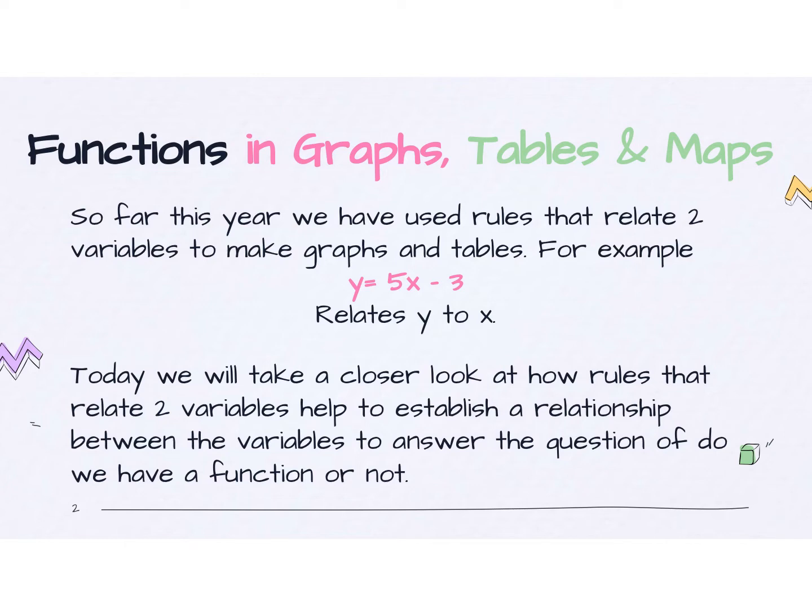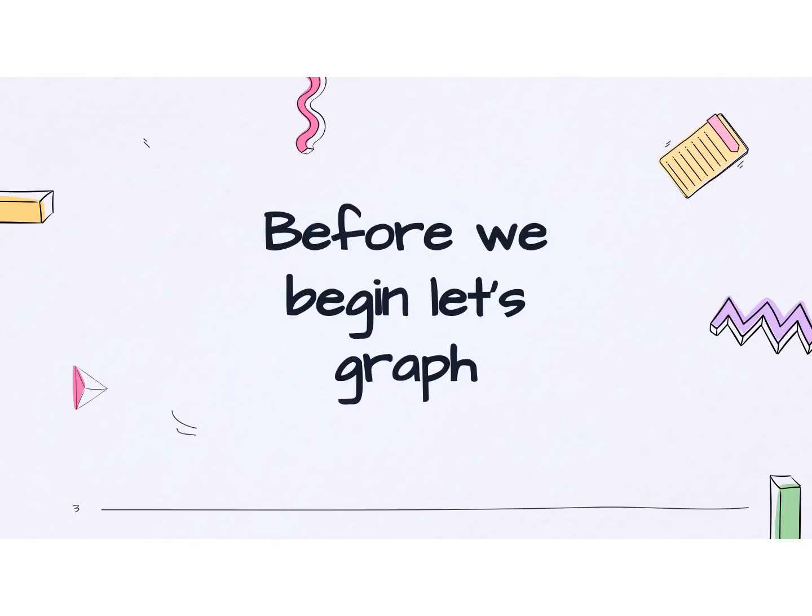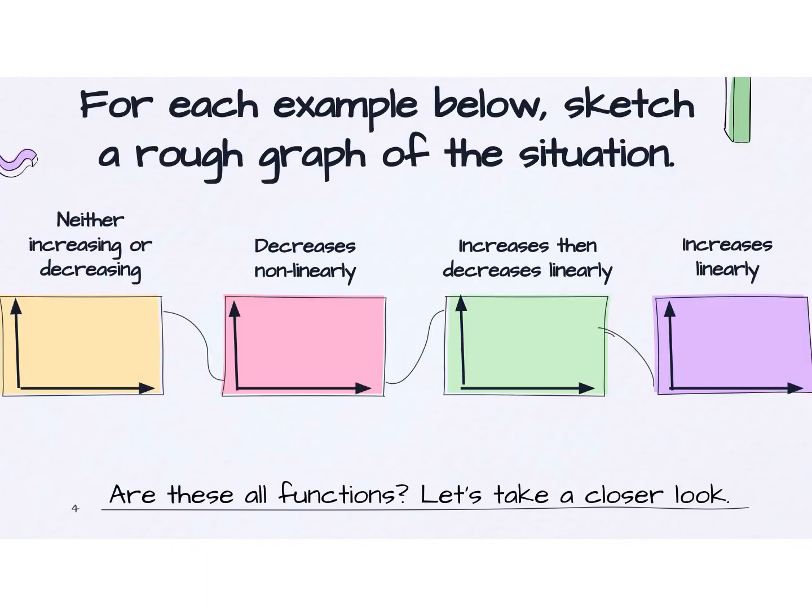Today we're going to take a closer look at the rules that govern input and output in functions and help establish whether or not they are a function. That is the goal of our lesson: to understand what is a function and consequently what is not, and why. Before we begin, let's have a little warm up for our brains and do some graphing. What I'd like you to do right now is to pause this video, answer the questions, draw the graphs, and then when you're done, come back and take a look at how you did.